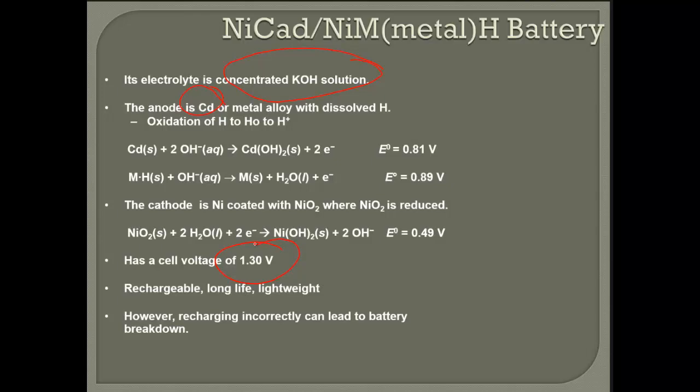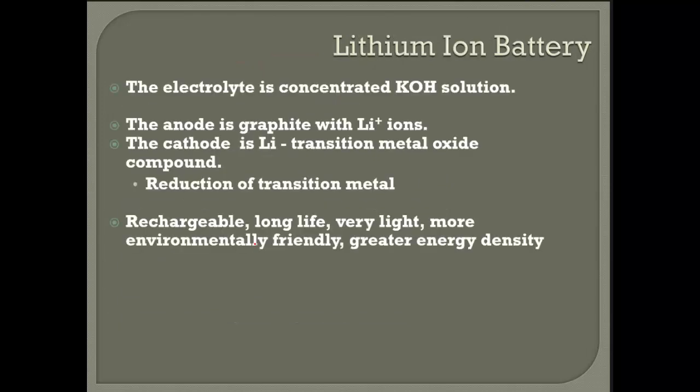This is the predecessor to the lithium ion battery, which is what you typically use when you see computers or smartphones and things like that. Once again, you have the KOH solution. The anode is the graphite of lithium ions. The cathode is a lithium with a transition metal oxide compound, the reduction of the transition metal. These are rechargeable, long life, very light, more environmentally friendly, and greater energy density.